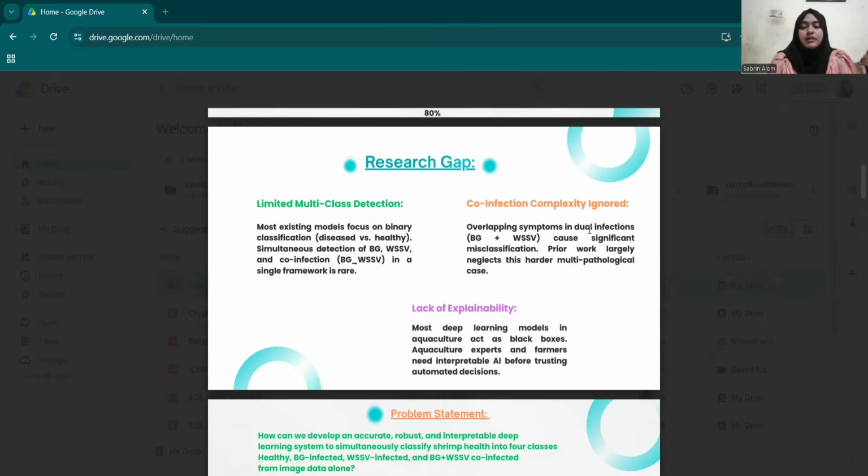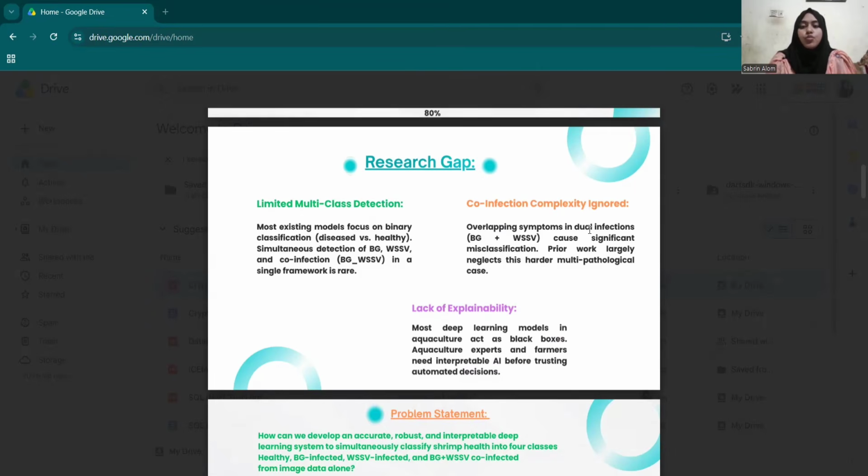Limited multi-class detection is called binary classification. But in reality, shrimp can have different types of disease at the same time. No previous model can detect all disease types together in one system. And the second one is that co-infection was ignored.